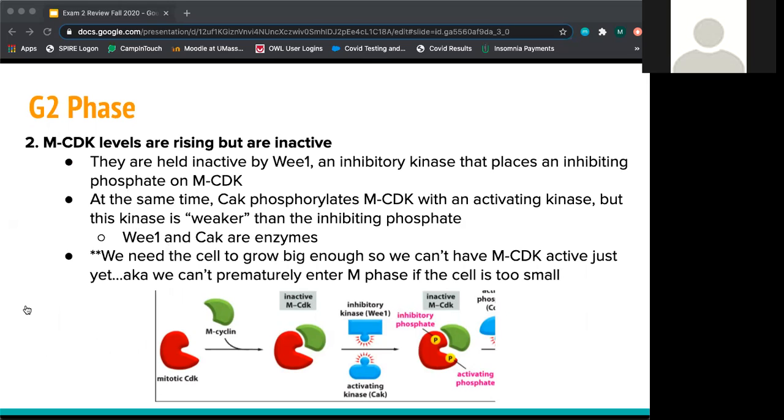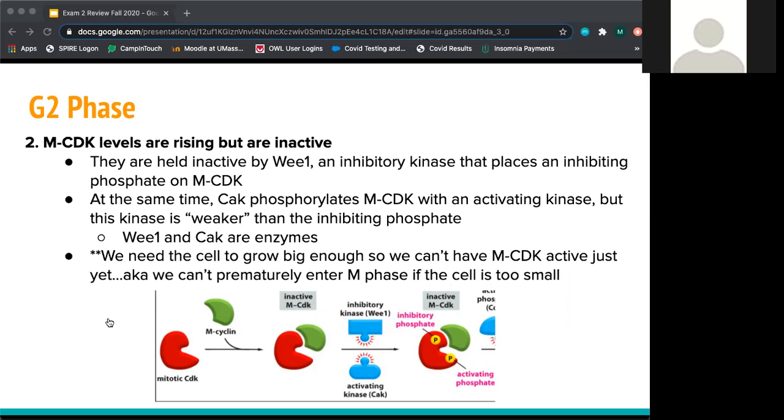Okay, so then in G2 phase, there are M-CDKs. They're rising, but the CDK is still inactive. So it's held inactive by WEE1, which is an inhibitory kinase, and it adds an inhibitory phosphate on the M-CDK. But while this is happening, CAK phosphorylates M-CDK with an activating phosphate, but this is weaker than the inhibiting phosphate. So even though they're both bound, the inhibiting phosphate is stronger, so it stays inactive.